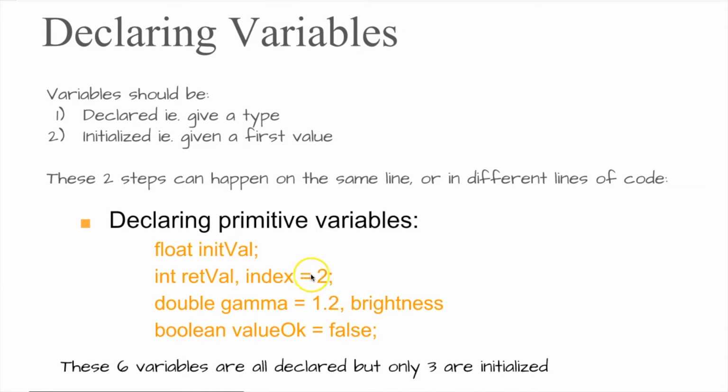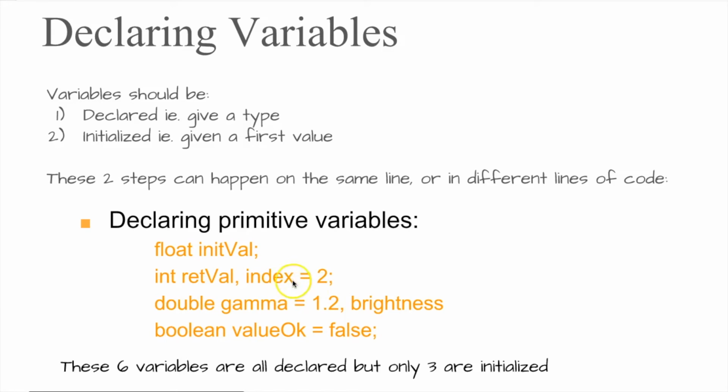You see the equals after it. It's given a value, this is given a value, and this is given a value. That means that these 3 variables are initialized, whereas the other ones are just declared. See that? Float intVal, int retVal, double gamma.